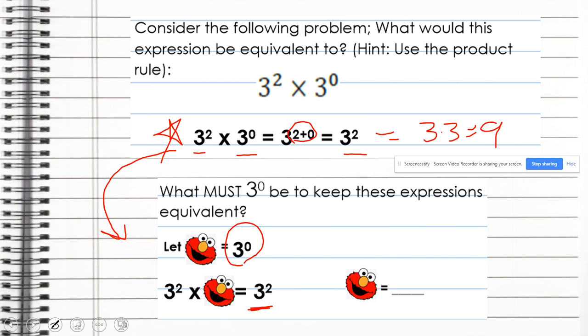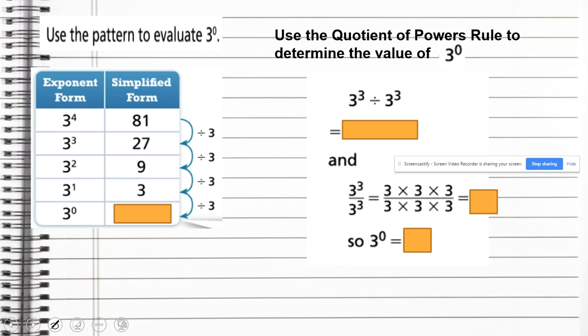What must Elmo be in order for me to get 3 to the 2nd power as my answer? I'm going to give you a few seconds to think about that. 3 to the 2nd power times what could give me 3 to the 2nd power? Hopefully you said 1. So Elmo equals 1. 3 to the 0 power is 1. Anything to the 0 power is 1. So let's take a look at this a little bit more closely.